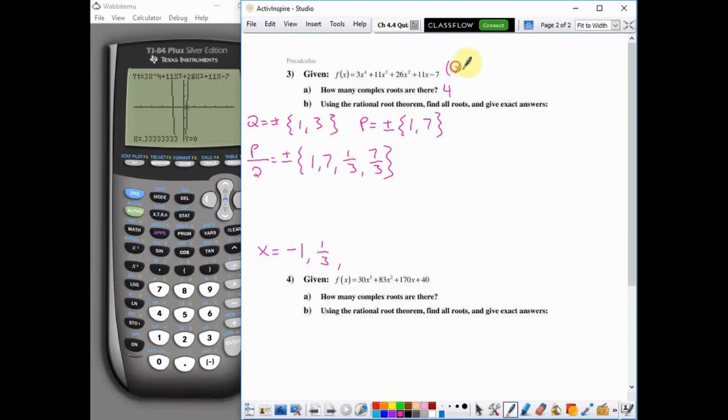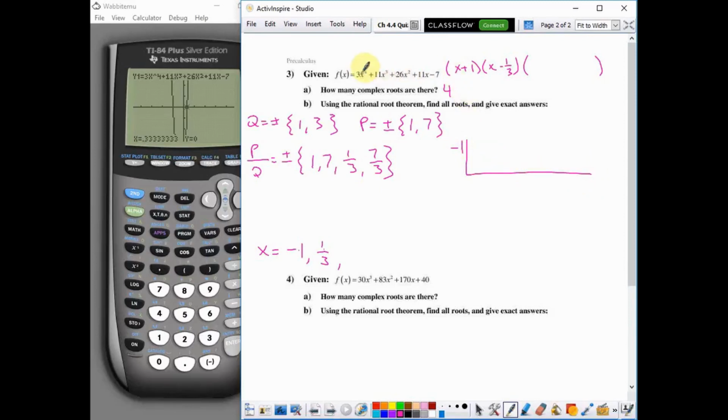So if I'm factoring this, I've got an x plus 1 and an x minus 1/3 and something else. I don't know what that is yet. To find that, I'm going to have to divide by both of these. Since I've got both of those factors, I'm going to have to divide by those factors. I'm going to start with the integer.